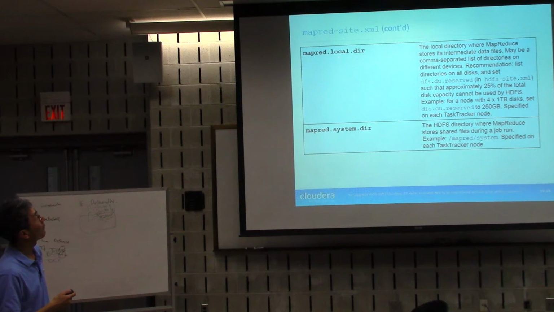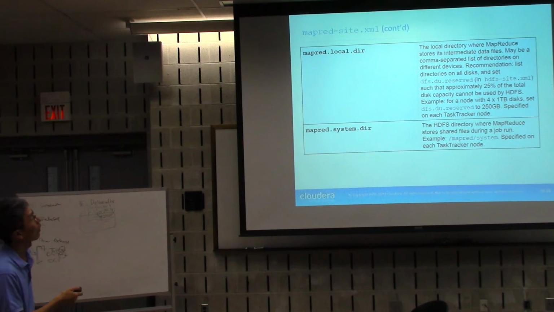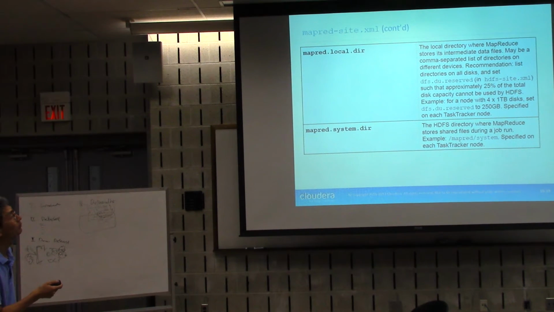This mapred-site.xml file specifies the parameter values for MapReduce programming. The mapred.local.dir will be used for the intermediate data, a kind of temporary space, and the final output will be stored in HDFS.